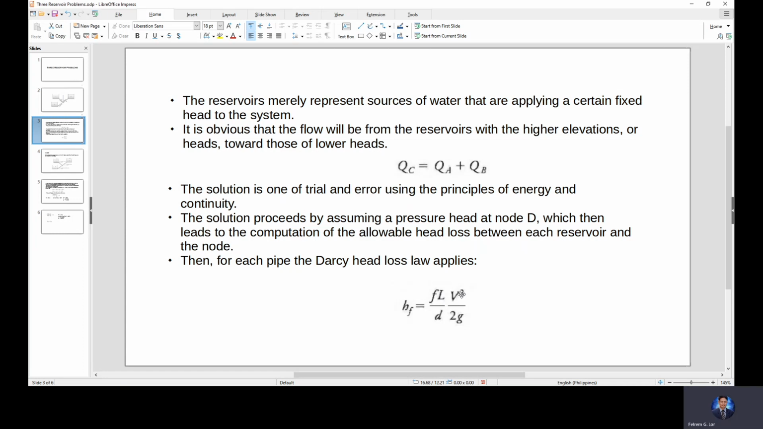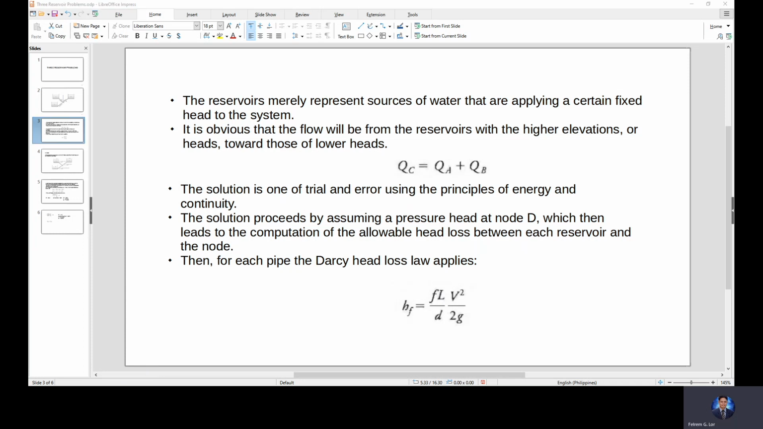Okay, so once we determine Q, usually for this kind of problem, what we determine is the value of the discharge: how much it is, and the direction of the discharge. Okay? So we will solve an example.